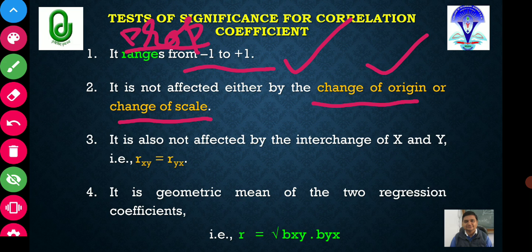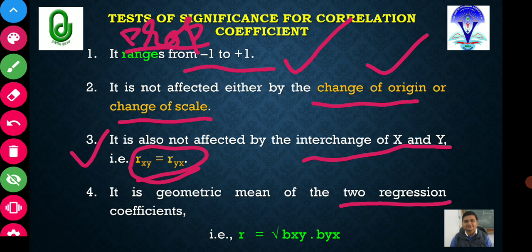It is also not affected by interchange of x and y. For the correlation coefficient, whether you find the correlation between x and y or between y and x, both are one and the same. But they will be different in the case of regression coefficients. That is why this is a very important point. You have to remember the correlation between x and y is equal to the correlation between y and x. Then another point is, it is the geometric mean of the two regression coefficients.